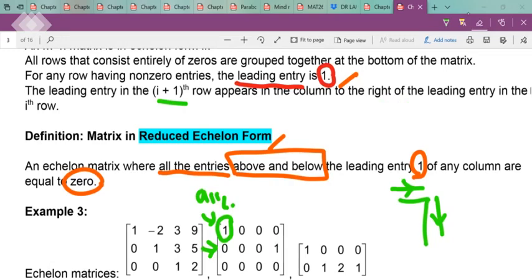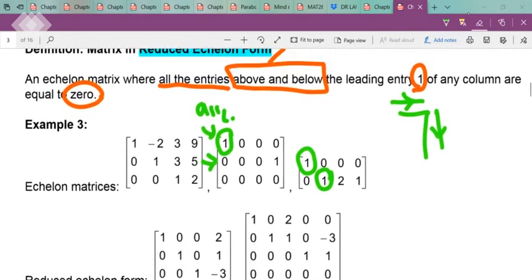Same goes with this one. The leading entry for row 1 is this. For row 2, which one is the leading entry? Is it the first one or the second one? It's actually the first one. Is that okay? Okay, so let us go for reduced echelon form.